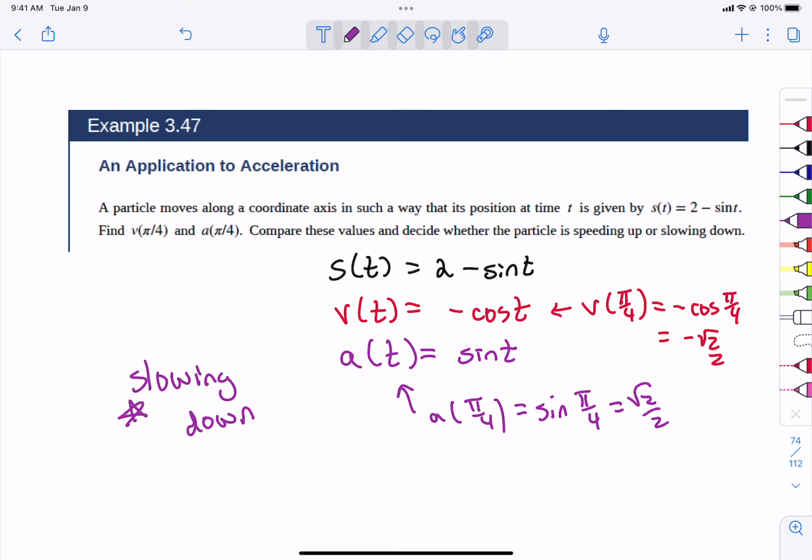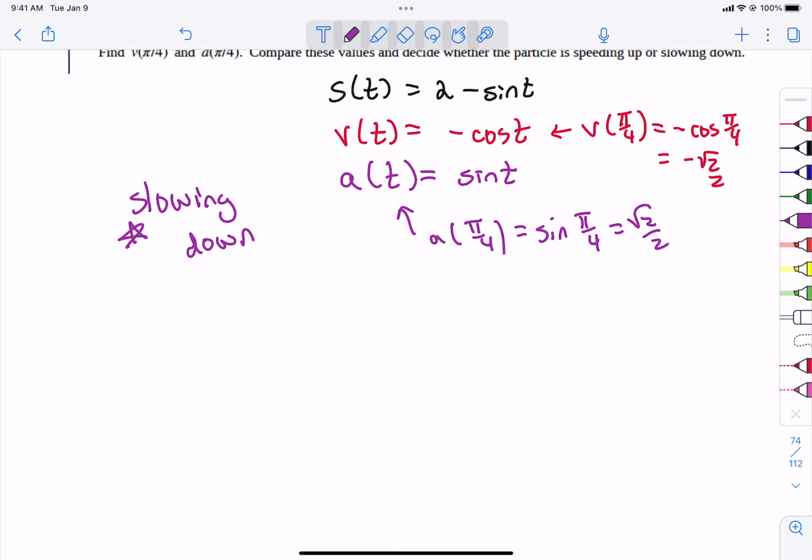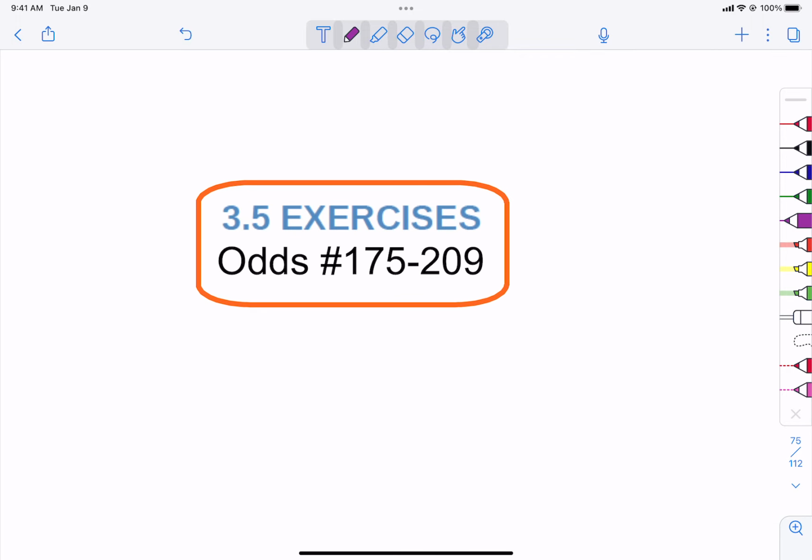Okay. Any questions so far? Okay, this is your assignment, 4, 3, 5. And that's really what we're going to be doing for the rest of the week, working on the 3, 4 and 3, 5 stuff.